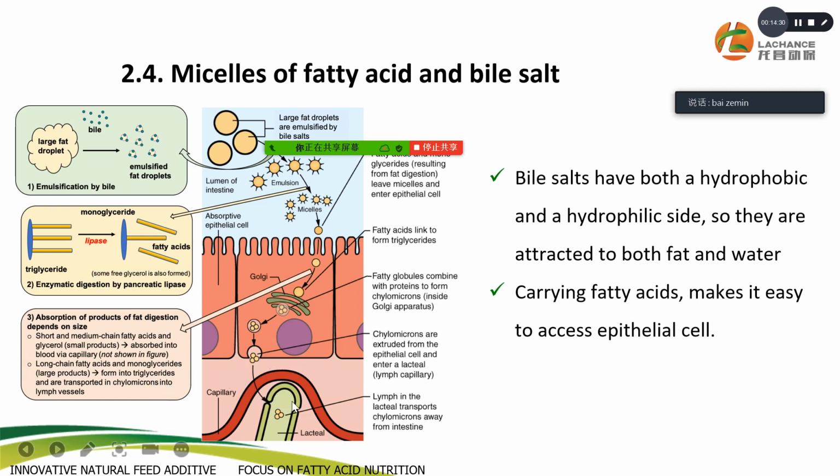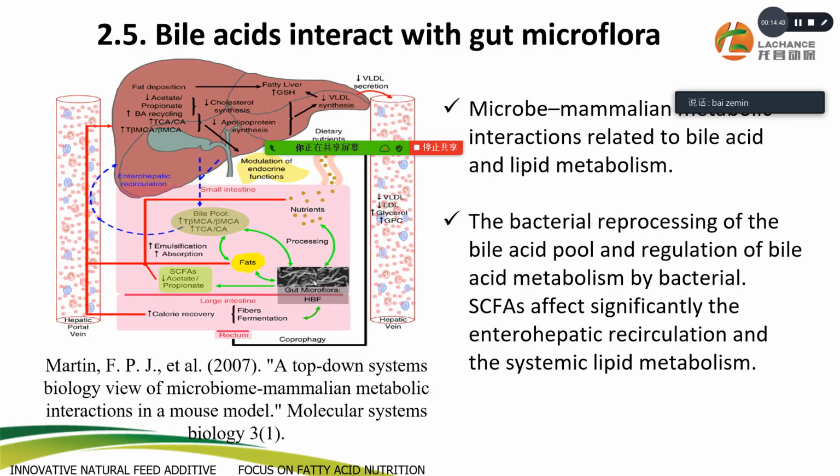Triglyceride is then transported in chylomicrons into lymph vessels and back to the recirculation. Okay, this is for the digestion. And also now we found that bile acid interacts with gut microflora. Okay, this is the microflora in the gut, and it can reprocess the bile acid pool and regulate bile acid metabolism by bacteria.